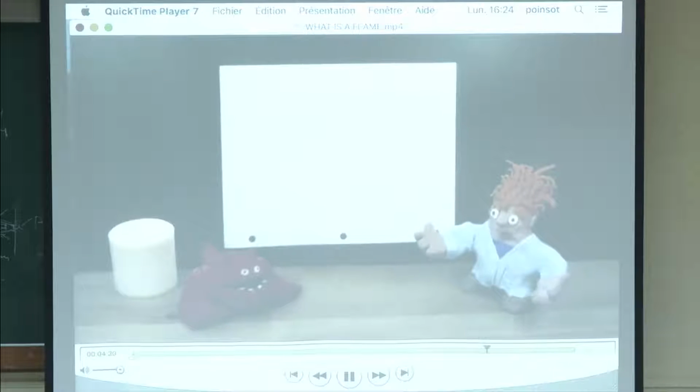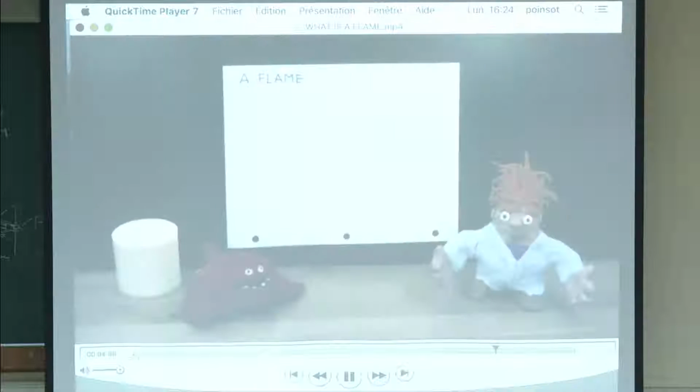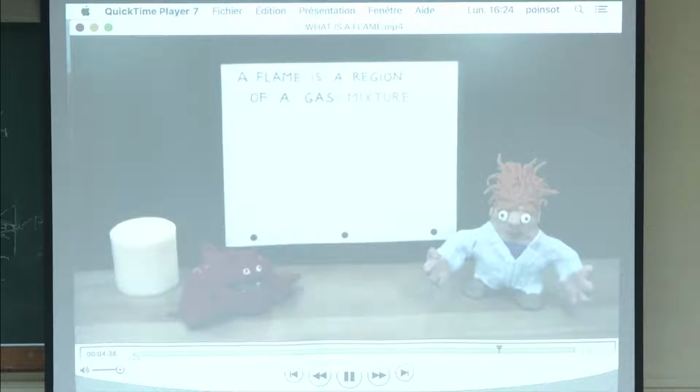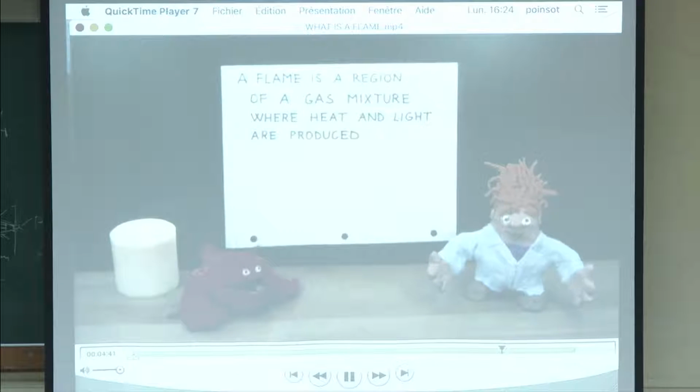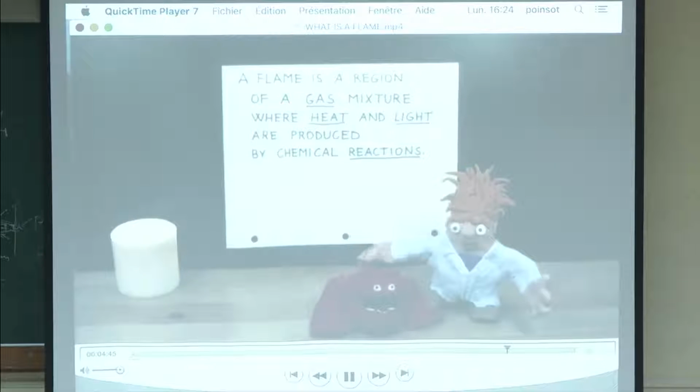Wow, we have learned so many things. So, Bob, can you tell me now what a flame is? Yes, piece of cake. A flame is a region of a gas mixture where heat and light are produced by chemical reactions. Yes, good job. And don't forget, only do these experiments with your parents.